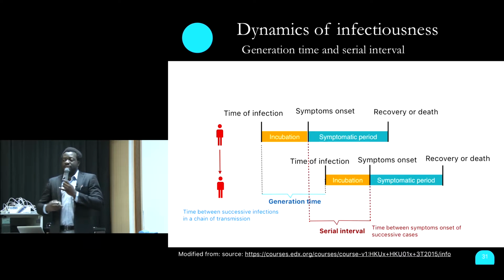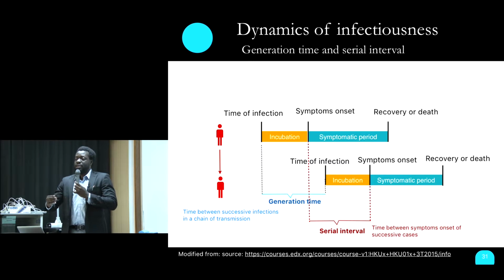And the same principle applies here. A shorter serial interval means that the disease will spread rapidly. A longer serial interval means that the disease is spreading slowly.